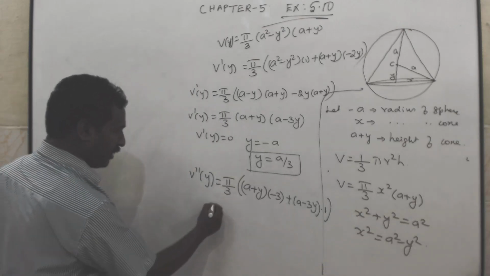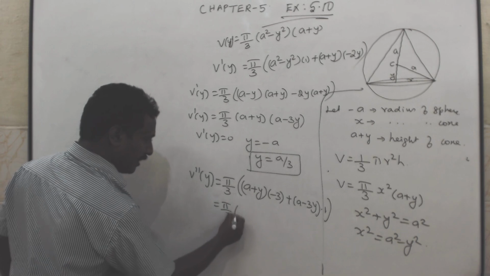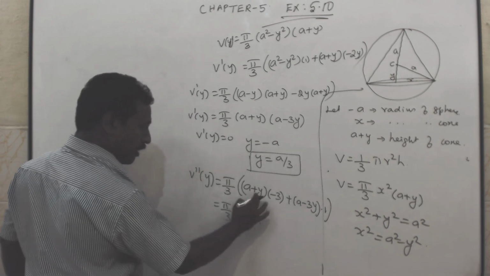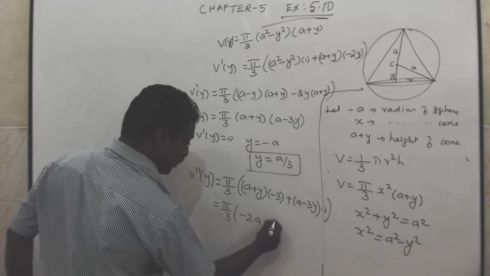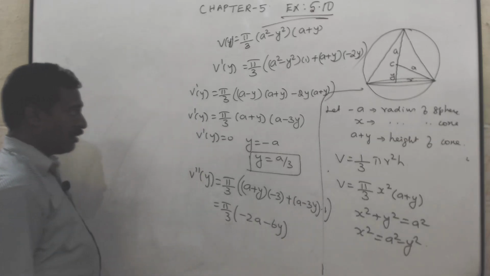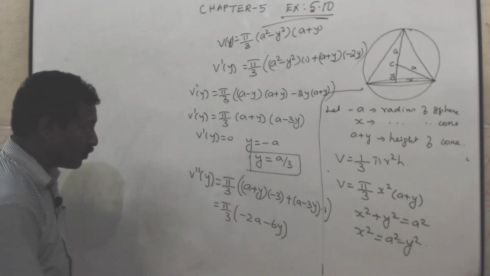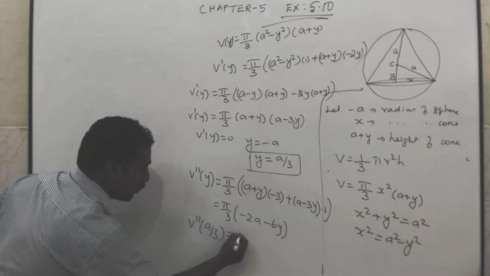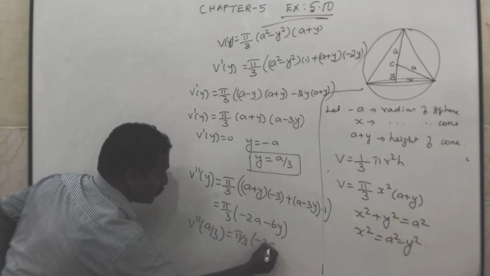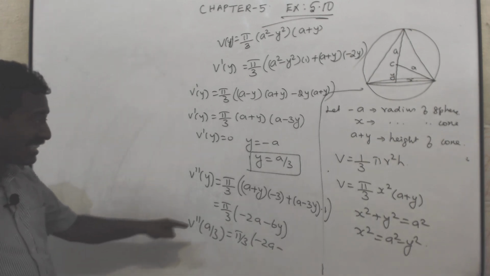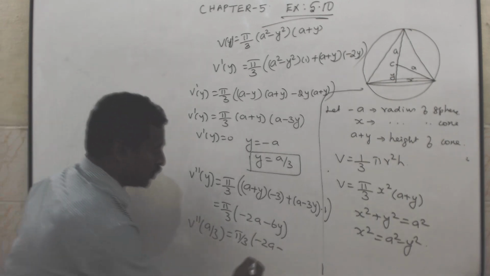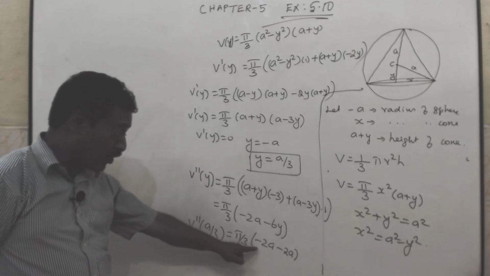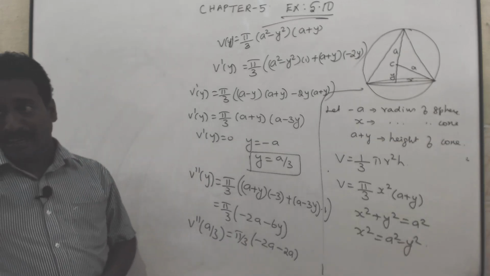Multiply and simplify, we will get pi by 3 minus 3a plus a is minus 2a, minus 3y minus 3y is minus 6y. But what is y? y is equal to a by 3. V double dash of a by 3 equals pi by 3 into minus 2a minus 6 into a by 3, equals minus 2a minus 2a, which is minus 4a, into pi by 3.